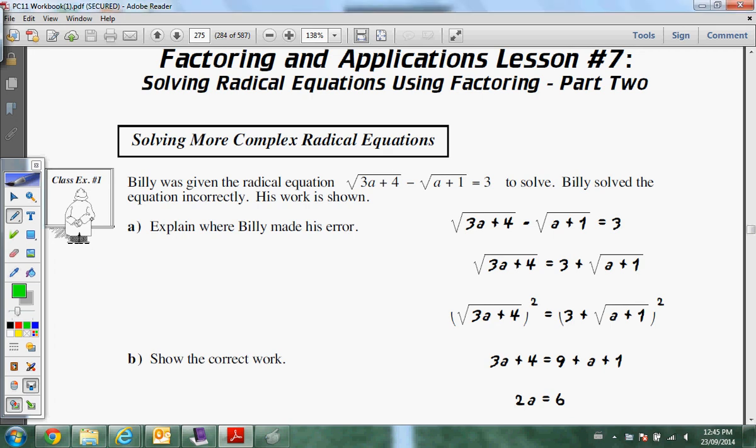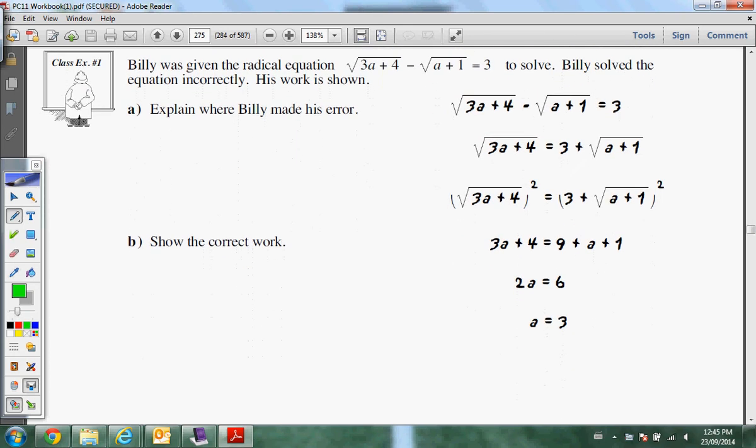Okay, so it says that Billy was given a radical equation, square root of 3a plus 4 minus square root of a plus 1 equals 3, to solve. Billy solved the equation incorrectly. His work is shown. Explain where Billy made his error. So let's try to find the spot where he messed up.